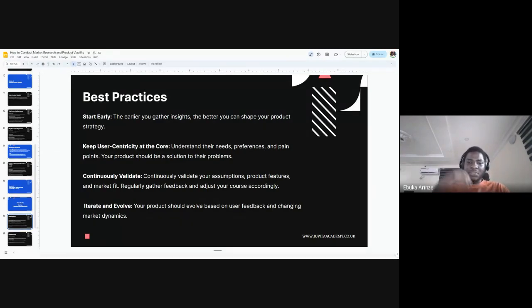Constantly iterate with user feedback, because you have to realize that users' needs evolve when you solve problems for them. You solve the problem for the user, and the problems they start facing will evolve. So you have to constantly get feedback from that person to understand. Okay, fine.